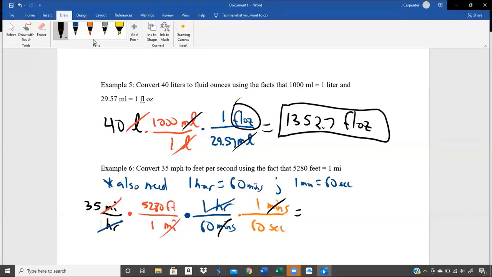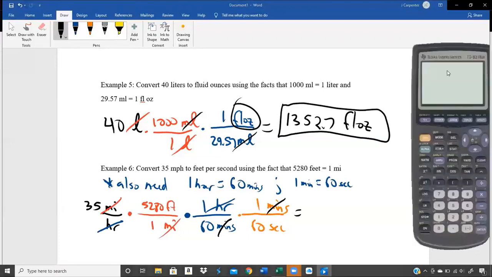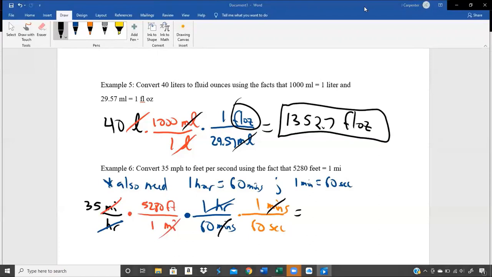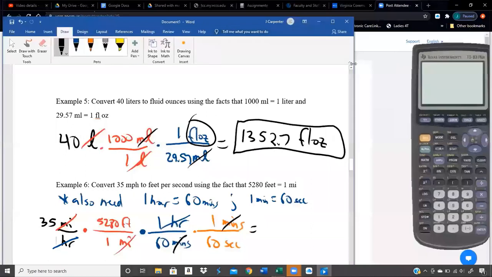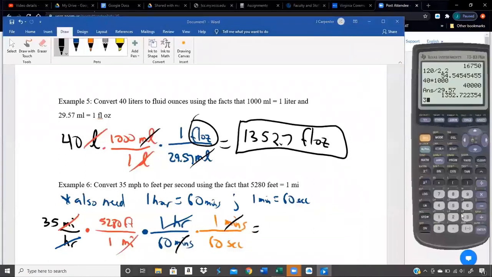All right, so now we can finally do some math. We have the 35 times the 5280. The 60 is in the bottom, so we'll divide it. The next 60 is in the bottom, so we'll divide that as well. Let's get our calculator. Starting with our 35 from the miles per hour times the 5280, divided by the 60, divided by the 60. And then there was 1. And we end up with 51.3 when we round to the nearest tenth.